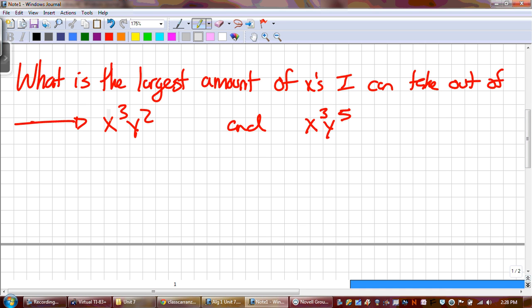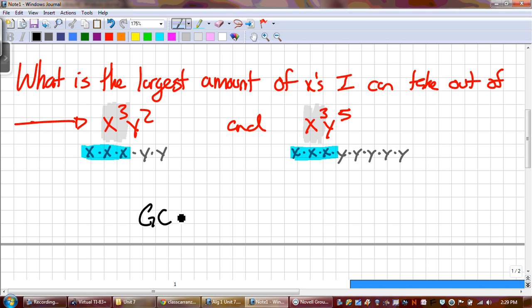So let's take a look. All I'm looking at are the x's. Okay, and if we need to write it out that this is x times x times x, we're writing it out the long way. What's the most amount of x's that I can take out? Well, I can take out 3. See how both have 3? So the most we can take out is 3.